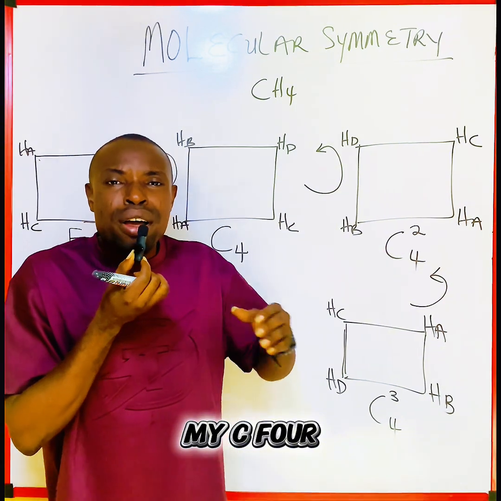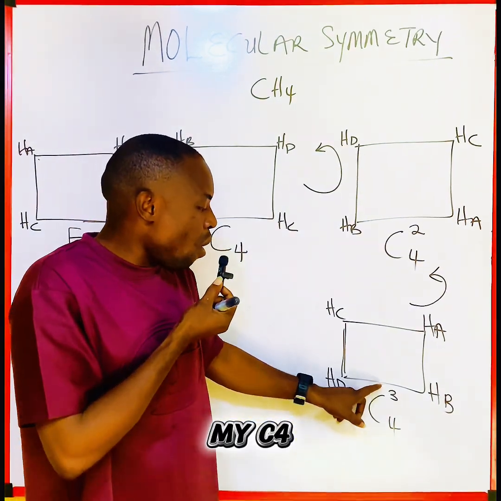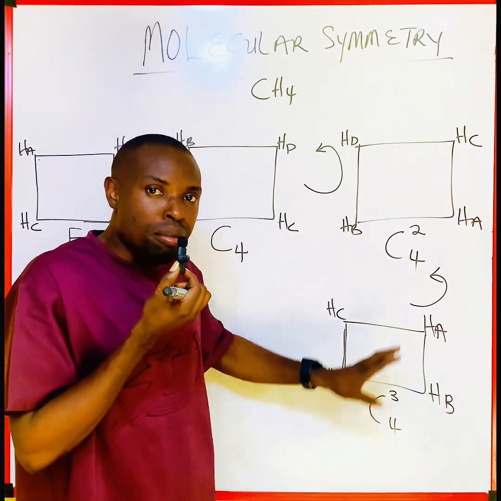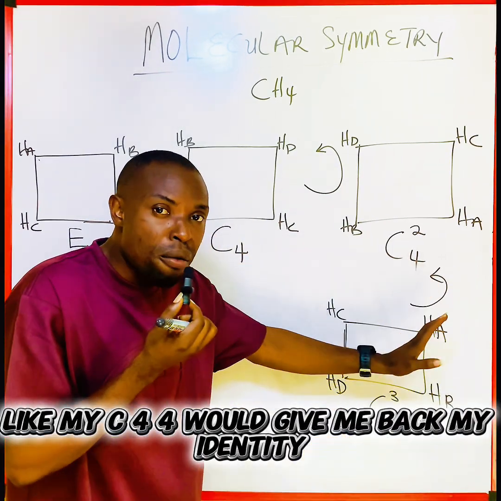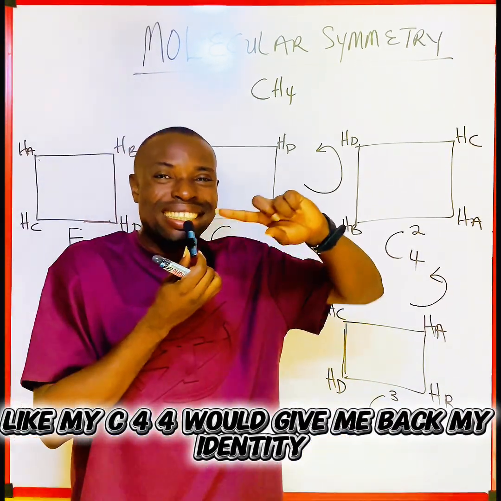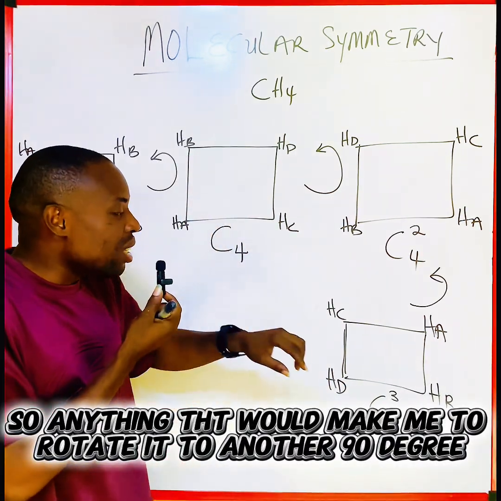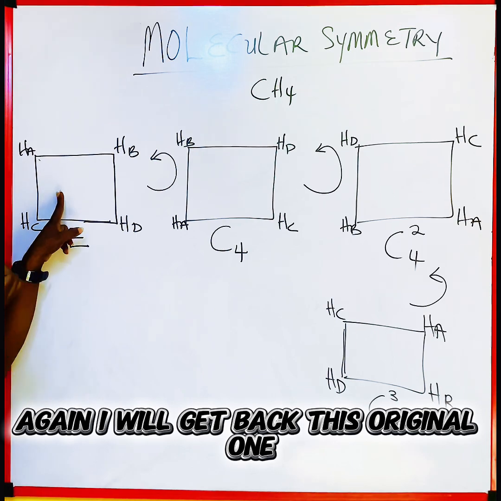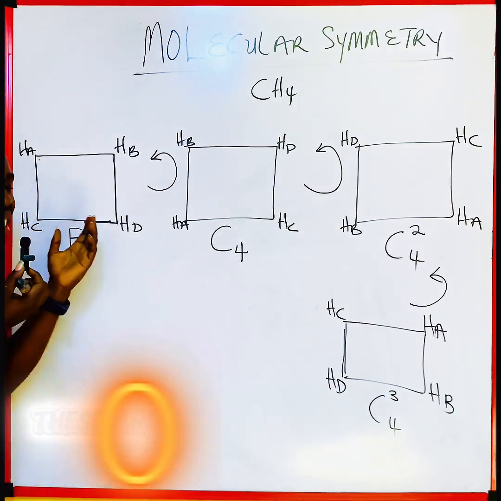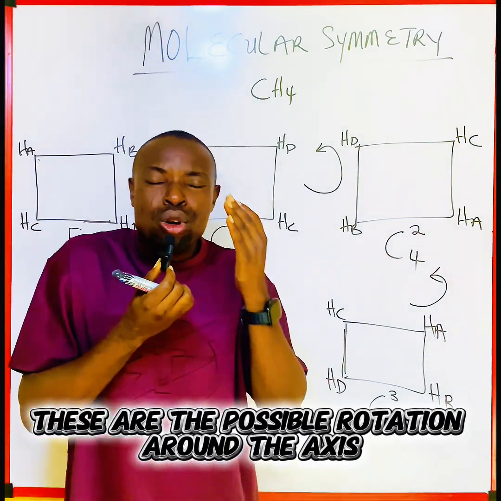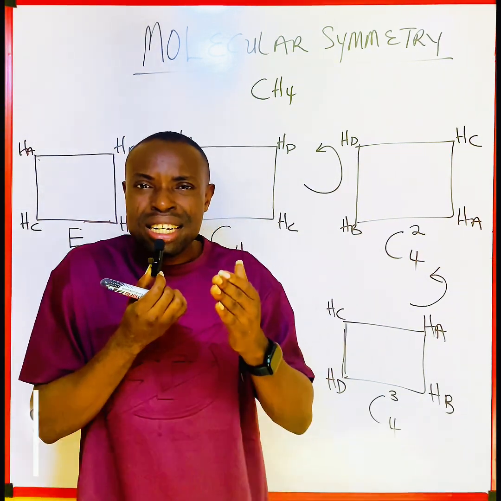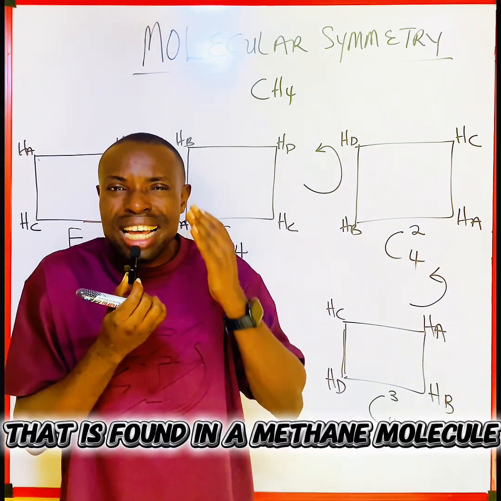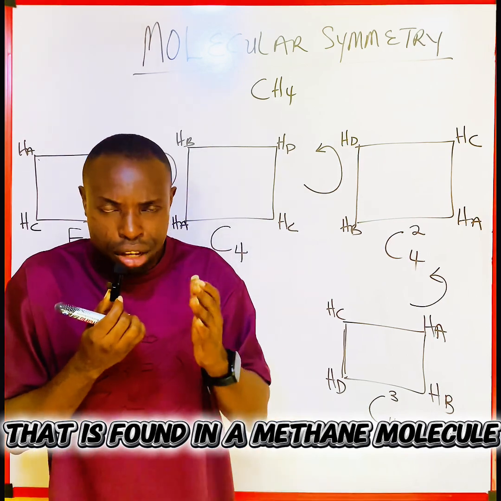My C4⁴ would give me back my identity. So instead of making it rotate another 90-degree again, I will get back the original one, which is the identity. These are the possible rotations around the axis that are found in a methane molecule.